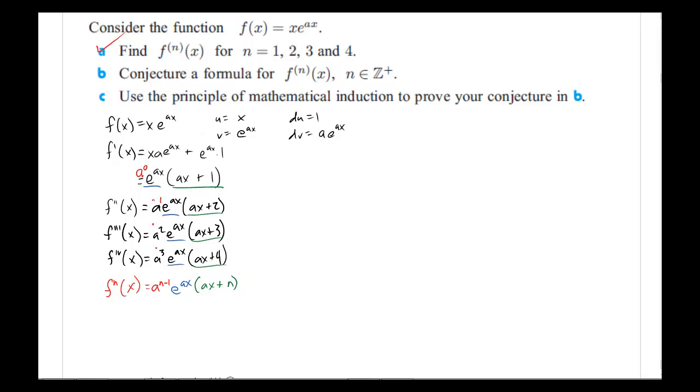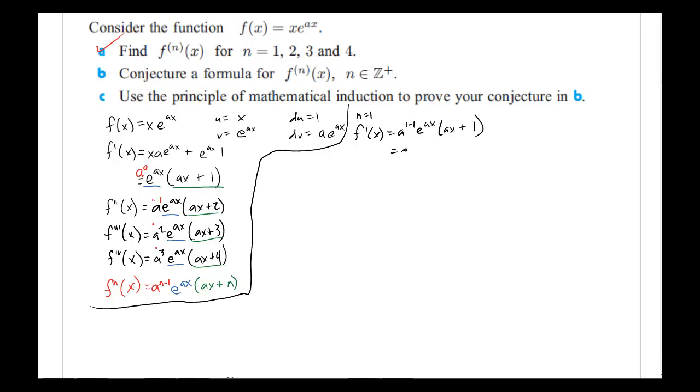So now what we're going to do, of course, is use the principle of mathematical induction to prove our conjecture. So this is where it gets nice and fancy schmancy. We can already check one. We've actually already done one, but let's just go ahead. We'll make n equals 1 just because old habits die hard. So first derivative of x, so we go a to the 1 minus 1, e to the ax times ax plus 1, and we find that we get a to the 0. So we have e to the ax times ax plus 1. And of course, as we already knew, because we created it from that as part of our conjecture, it works.